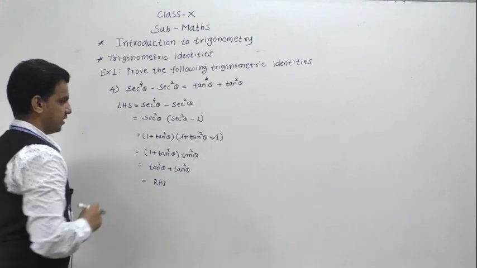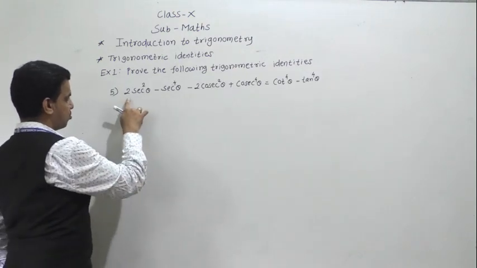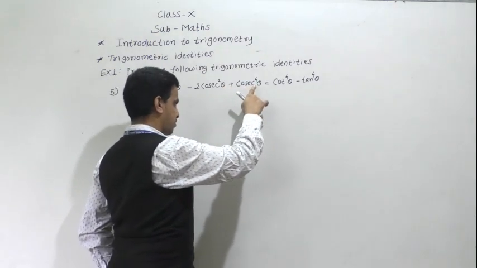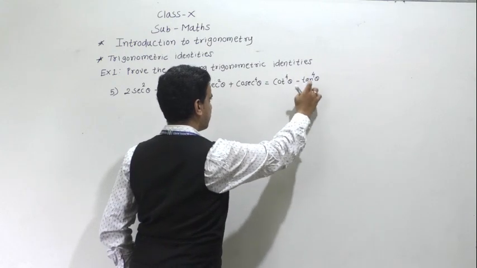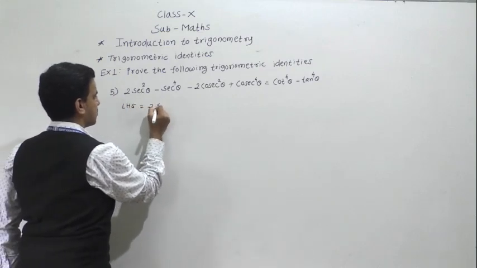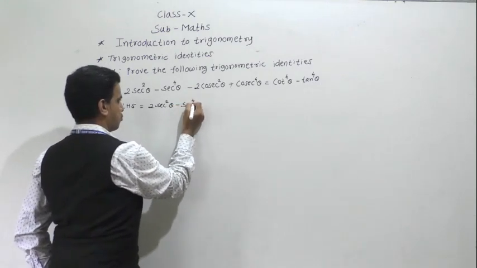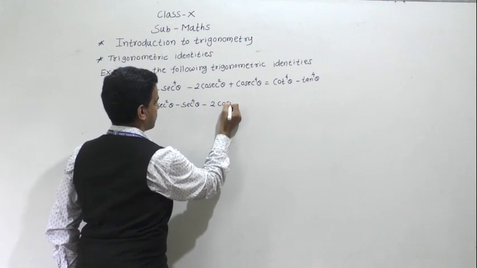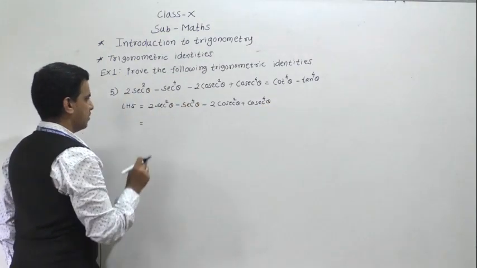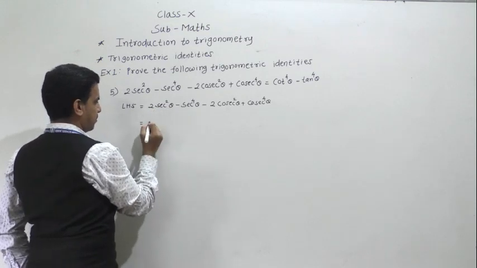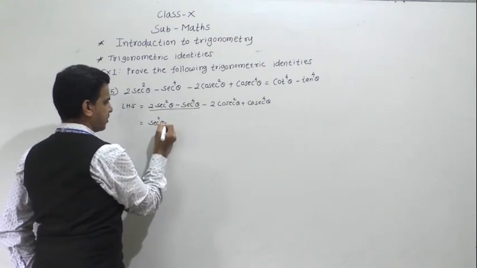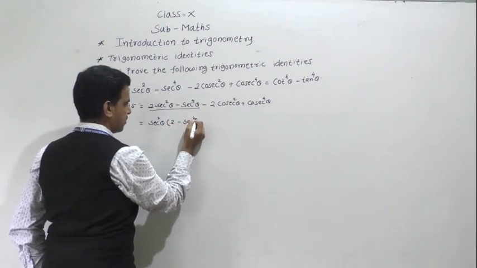Okay, now we will take the fifth sub question. The fifth one is 2 sec square theta minus sec raised to 4 theta minus 2 cosec square theta plus cosec raised to 4 theta is equal to cot raised to 4 theta minus tan raised to 4 theta. So here LHS is 2 sec square theta minus sec raised to 4 theta minus 2 cosec square theta plus cosec raised to 4 theta. First, take sec square theta common from these two terms. What remains inside is 2 minus sec square theta.